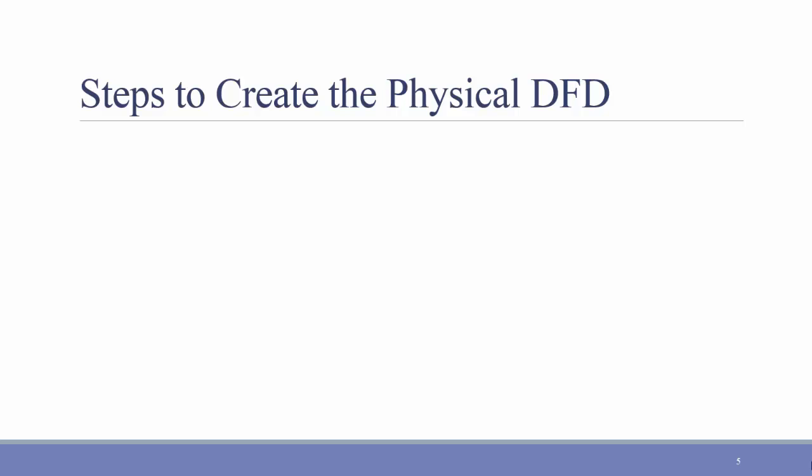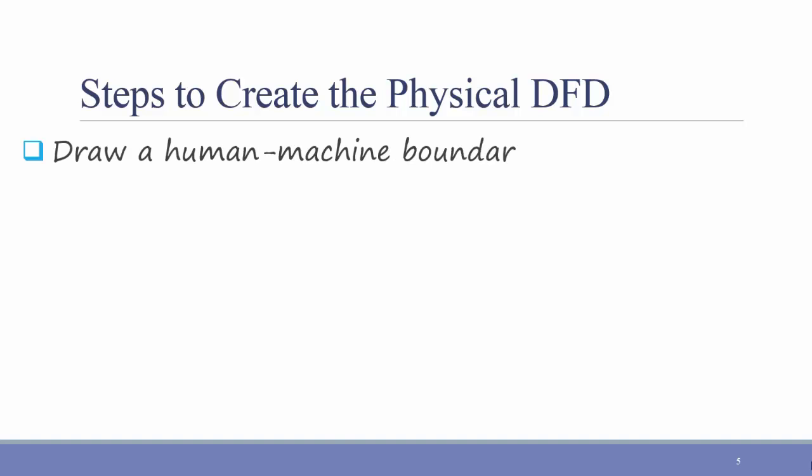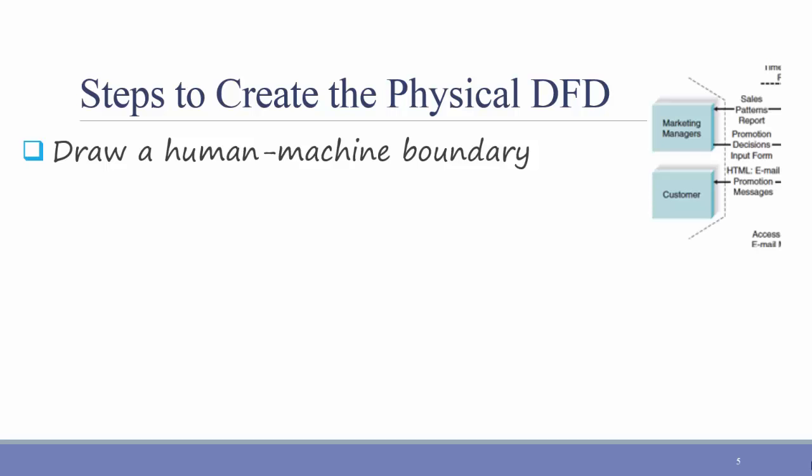Here's a checklist of steps to create the physical DFD. First, draw a human-machine boundary. This helps you specify which part of the system will be implemented through computerized programs and which part of the system will still be done manually. The human-machine boundary is a dotted line. The decision of whether something should be digitized or not depends on the costs and benefits of those decisions and the potential efficiency of digitizing a process that was previously done manually.